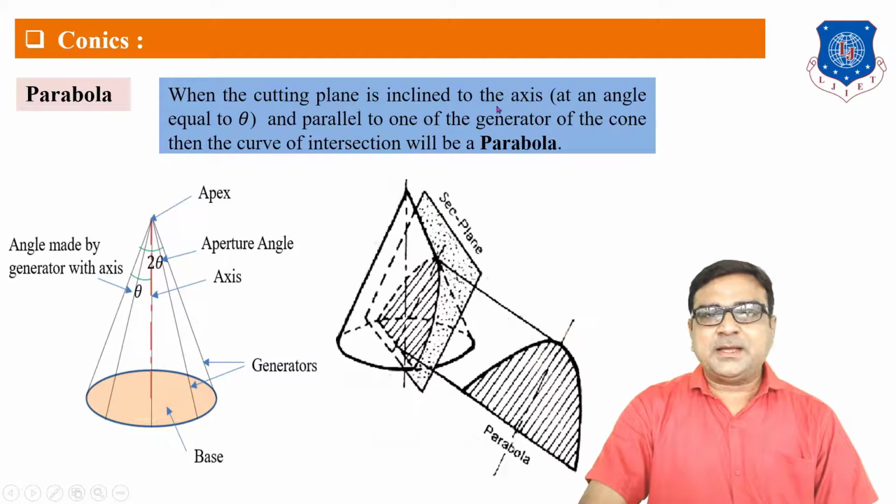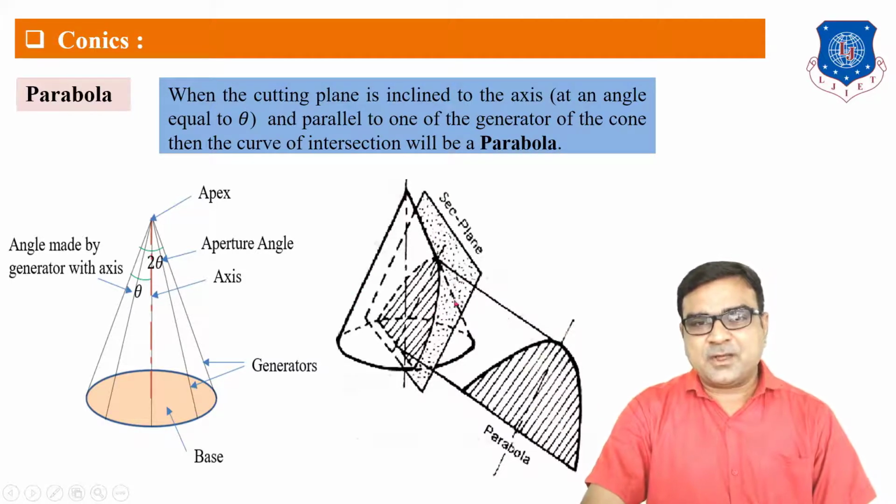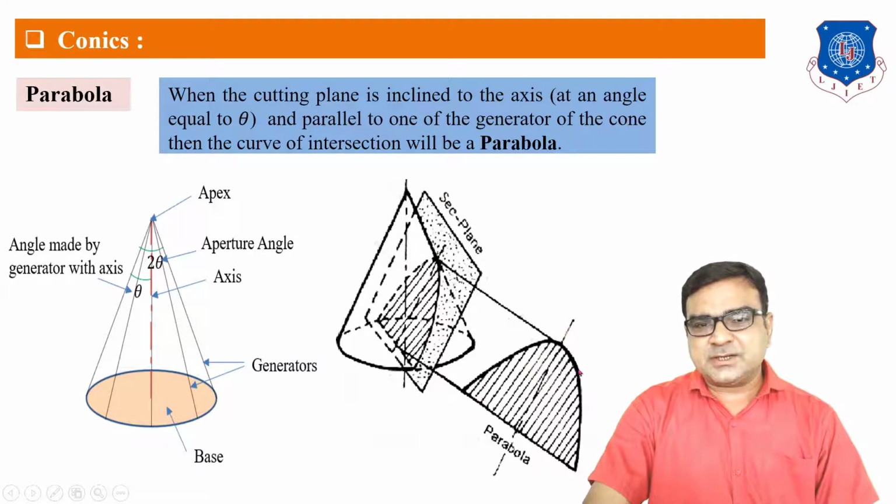When the cutting plane is inclined to the axis at an angle equal to theta, or you can say the cutting plane is parallel to one of the generators of the cone, then the curve of intersection will be a parabola. You can see here this cutting plane is parallel to this generator, or the angle of this cutting plane with the axis is exactly theta, then the true shape of section obtained is a parabola.